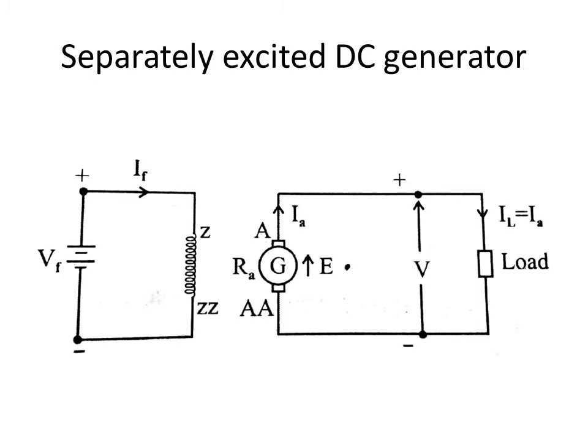These are the different parts in the DC generator. We have already discussed them in the previous class. What are the different parts? Armature, commutator, and brush, which holds on to the commutator part.